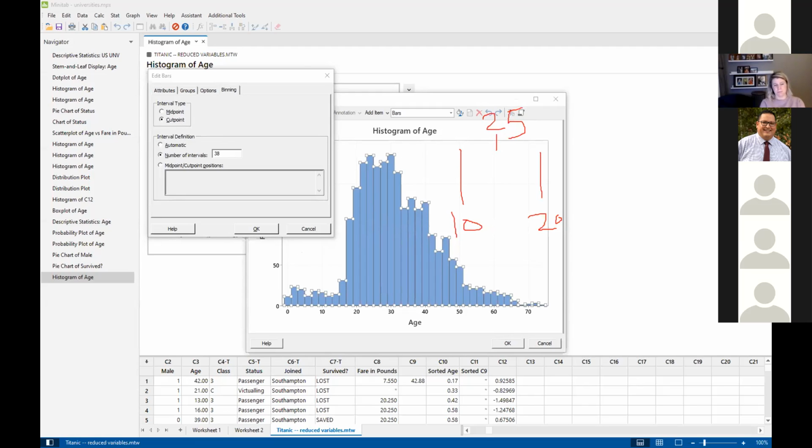So let me do this. Wouldn't midpoint be 15? Yeah, wouldn't it be 15 for the age group 10 to 20?